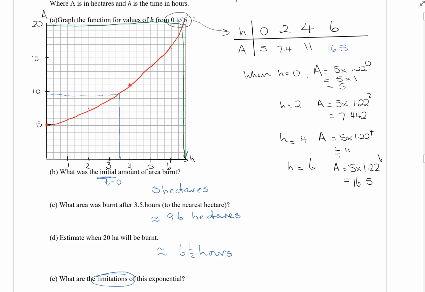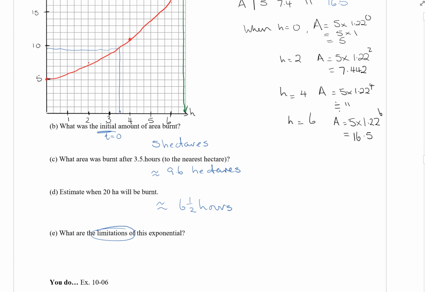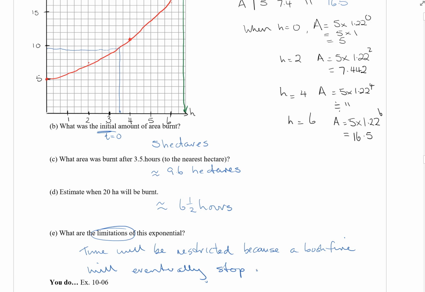So the limitations of this exponential are that time will be restricted. It won't go on forever because a bushfire will not burn forever. A bushfire will eventually be put out, or it will just eventually stop. Okay, I think you'll be right to do exercise 10.06.